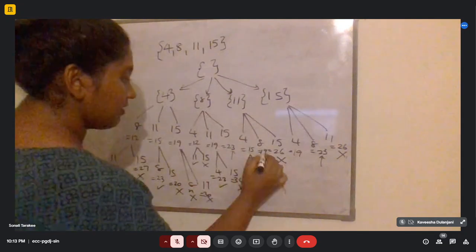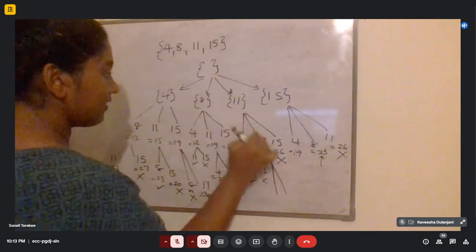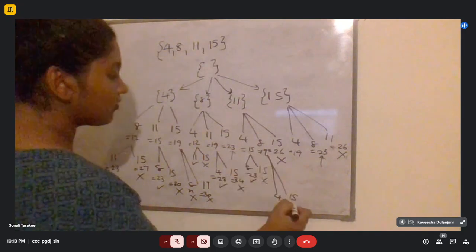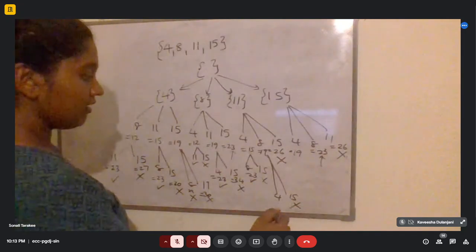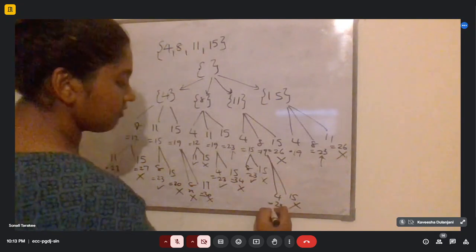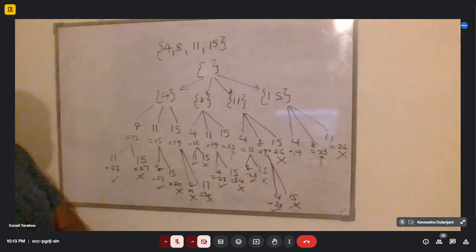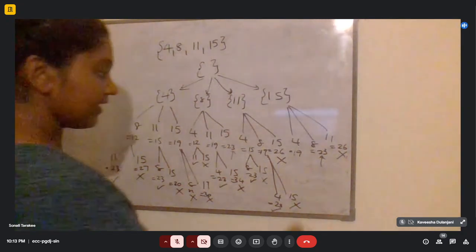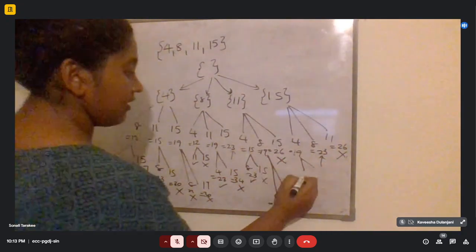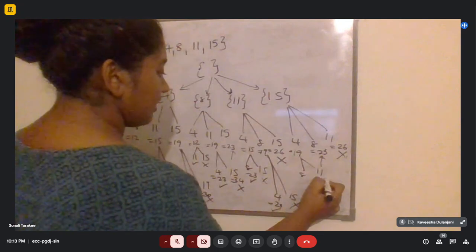Here also, 11 and 8, so 4 and 15. 19 plus 15 is greater than 25. 19 plus 4, you get 23, which you can take. Then here 15 and 4 are taken. Then you have 8 and 11. 11 you can take.